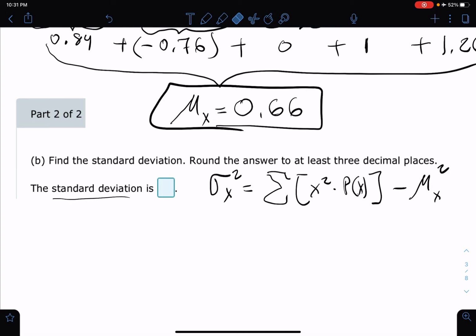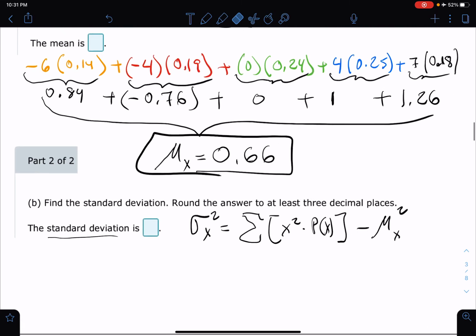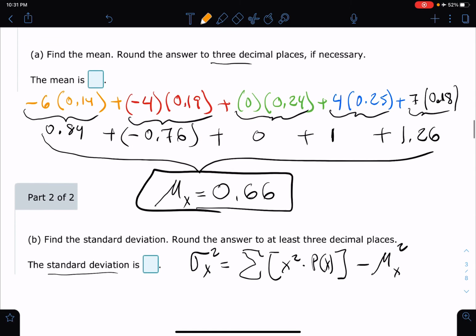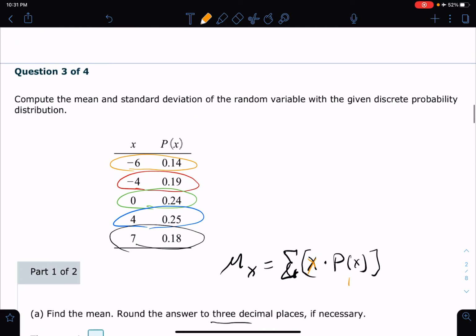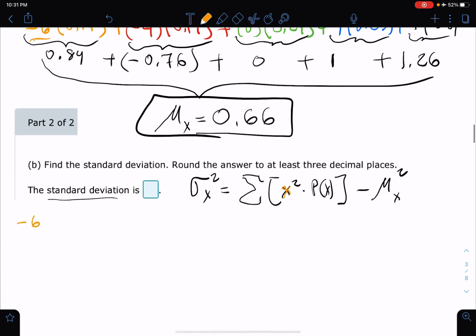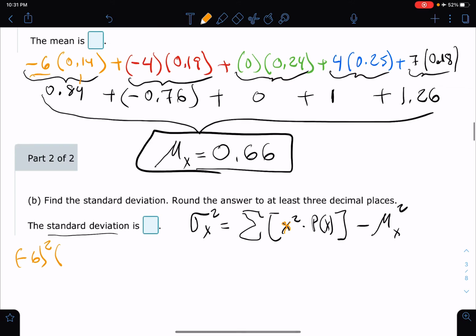Let me start with the same color that I started with before. And so remember what I'm trying to do. I'm trying to find the x and squaring that. Well, I have the x right there, so that's my x that has to be squared, right? So that's just going to be -6. I think you're going to get seasick if I keep on going back and forth. It's going to be -6, and that gets squared, and then you have to multiply it by the probability, which we can just cheat and look right there since we already have that.